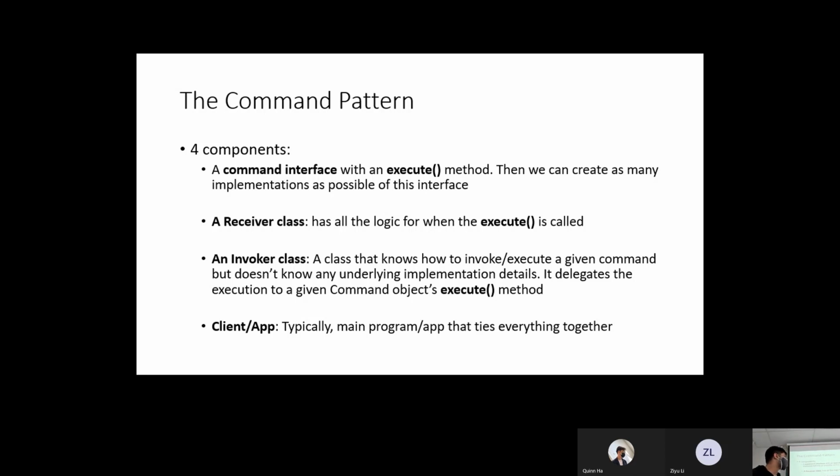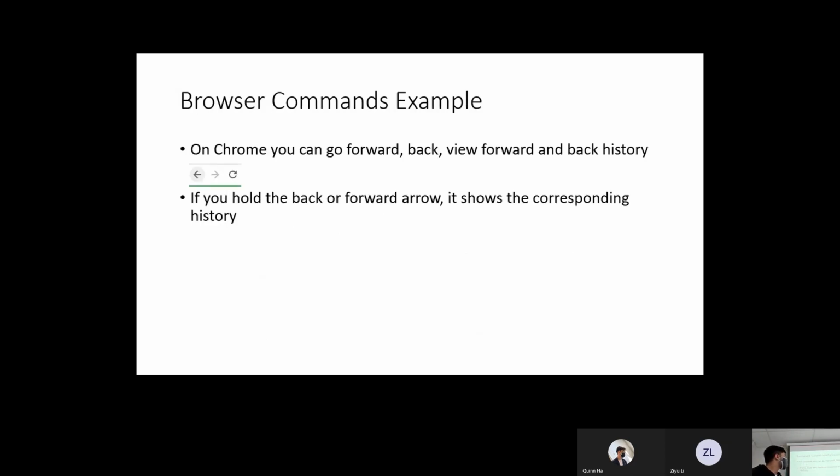Okay. Well, I'm flattered. So here's an example of using browser commands. If you notice on Chrome, you can go forward and back, and the other thing you can do is view forward history and back history. I'll show you that in a second. Basically, it's these arrows. And yeah, if you hold that arrow, you can actually view the history. So, for example, if I go to this website, I can go back and forward.